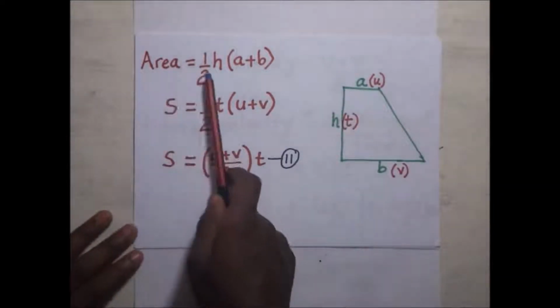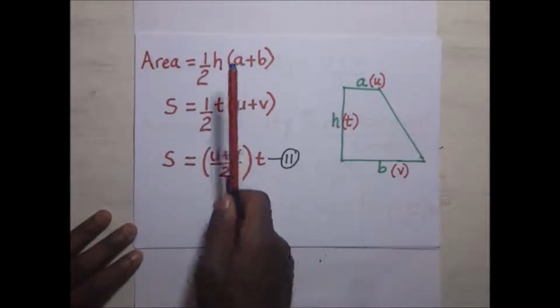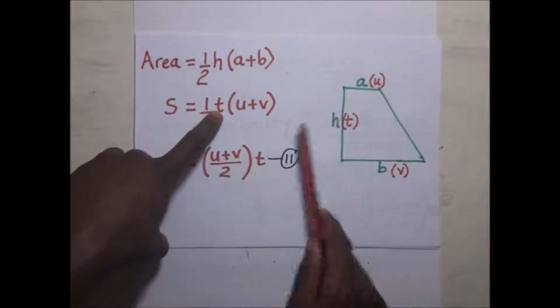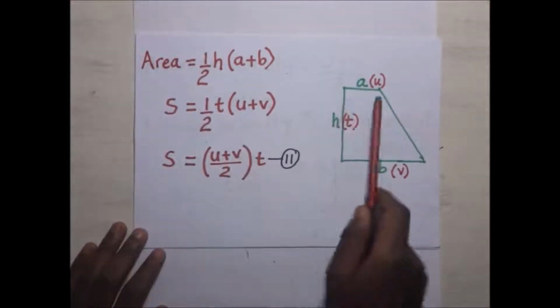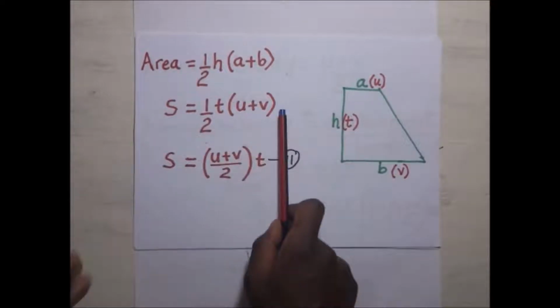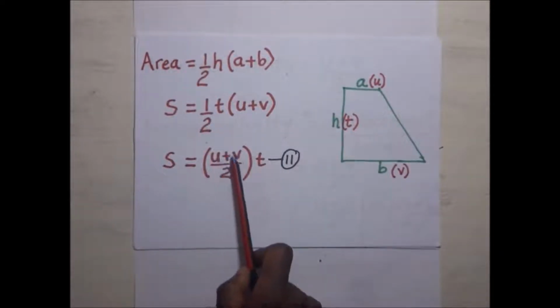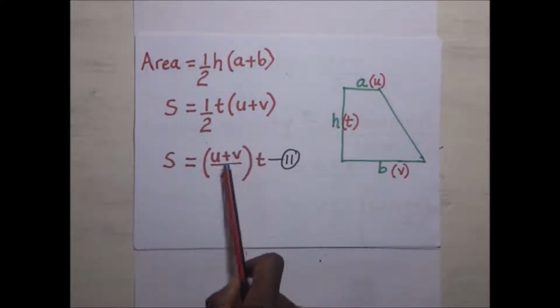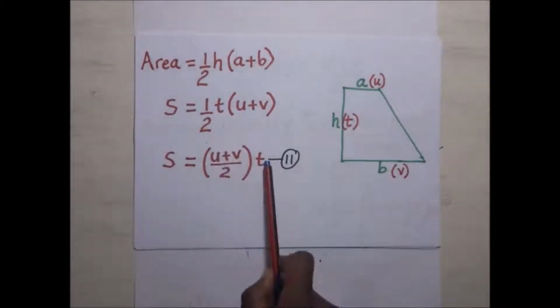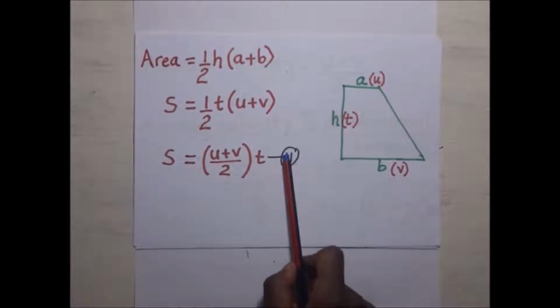So from our area, it's going to be a half h times (a plus b), which is going to be a half times t. Our value of h corresponds to the time, times the initial velocity u plus the final velocity v. And when we rearrange this, it becomes (u plus v) over 2, all times t. So this makes up our second equation of motion from that graph.